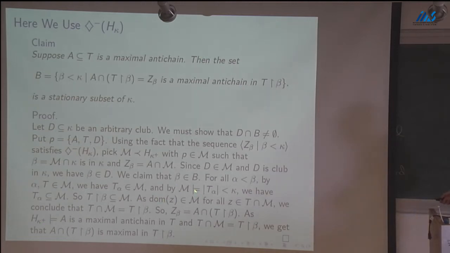So essentially, the model correctly reflects the tree down to the right height, and because Z beta was the guess of A, Z beta is the right guess of this antichain below the tree. And of course by elementarity the correct properties reflect, so Z beta is also a maximal antichain. This is the usual elementarity argument involving trees.